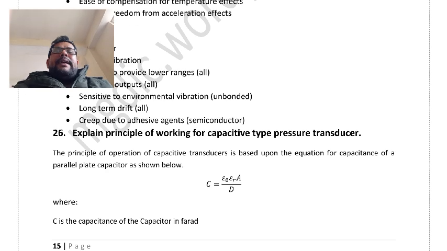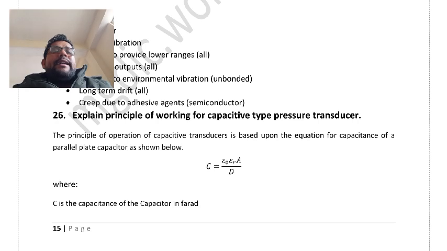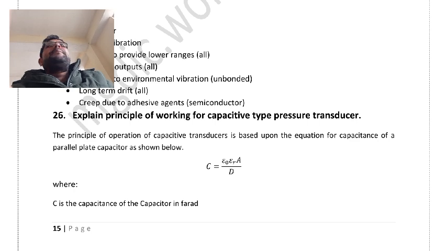Next, we will explain the working principle. Up to here we have covered how the pressure transmitter can work. Next topic, we will discuss how pressure can be measured in industry using capacitive pressure transducers.